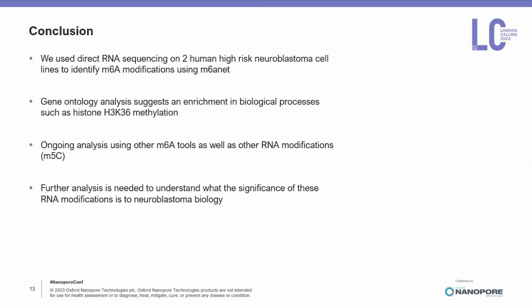So in conclusion, we used direct RNA sequencing on 2 human high-risk neuroblastoma cell lines to identify m6A modifications using m6Anet. Gene ontology analysis suggests an enrichment in biological processes, one of which that we think could be important to neuroblastoma biology is histone H3K36 methylation. We've actually got ongoing analysis using other m6A tools as a comparison, as well as looking at other RNA modifications such as m5C. Further analysis is needed though to understand what the significance of these RNA modifications is to neuroblastoma biology.